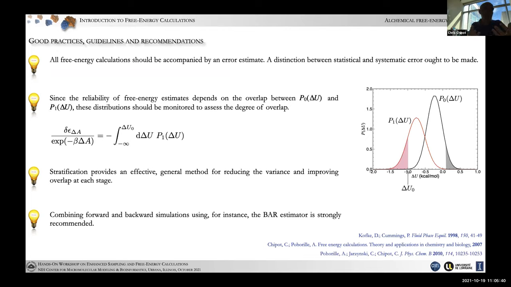You can address that. People like Benoit Roux, for instance, have introduced boosting potentials. So essentially, when you do your hydration free energy calculation, you add an external potential, a potential of mean force, that will accelerate the conformational transition between the two states.